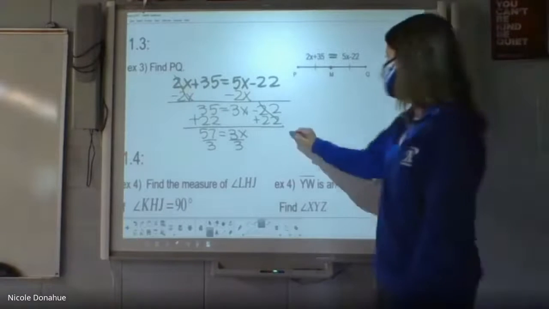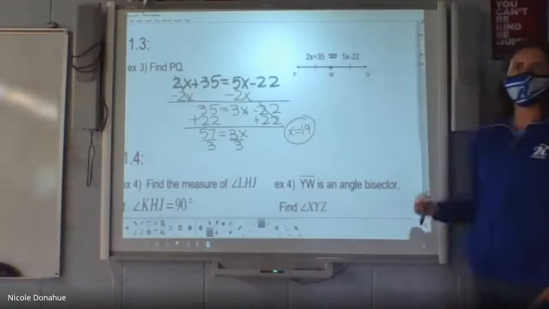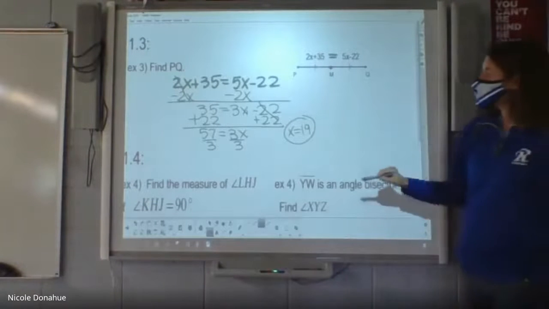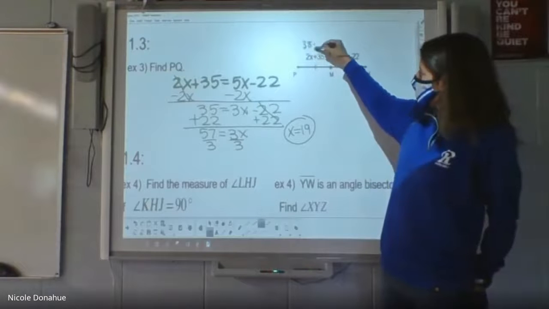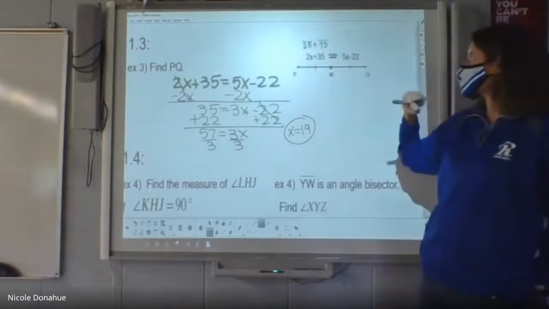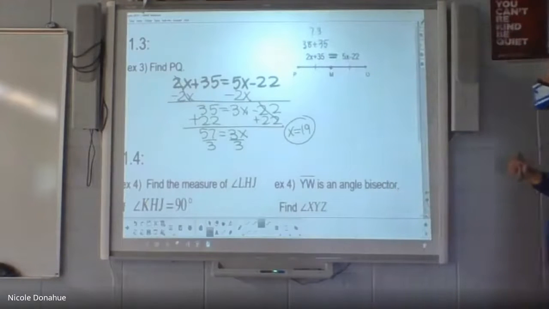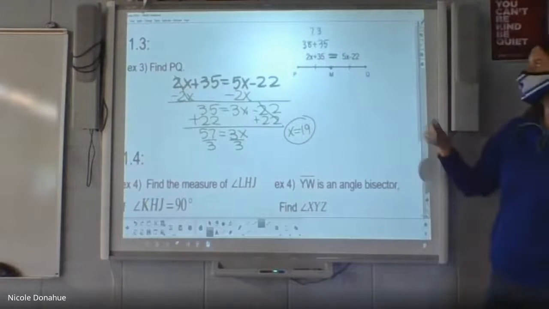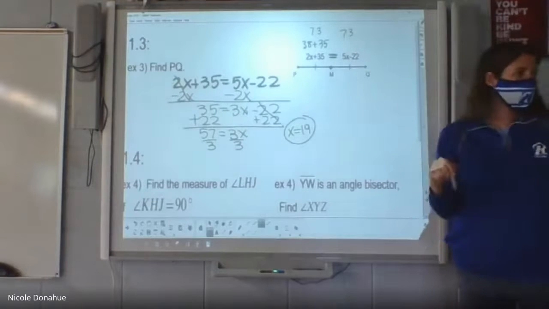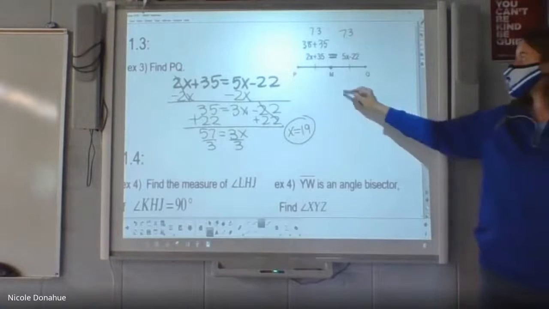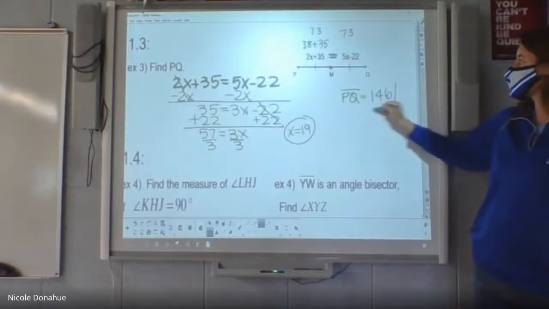So x is 19. But then they want us to find out PQ. They want us to figure out the whole line. So I can do 19 times 2 is 38 plus 35. So this is 73. If that's 73, this one's also 73. So do you get 146 for that whole line? Yeah. So PQ is 146.